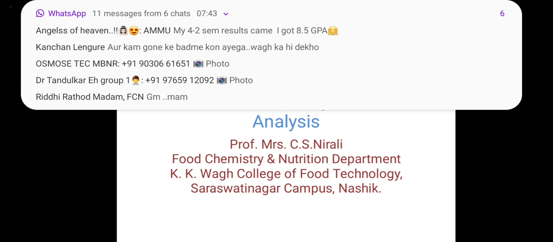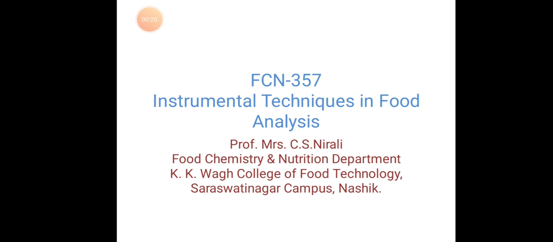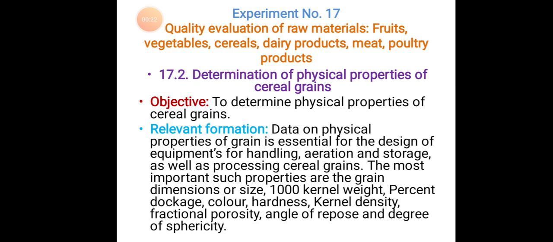Today we will see experiment number 17, quality evaluation of raw materials: fruits, vegetables, cereals, dairy products, meat, poultry products. Under that, 17.2, determination of physical properties of cereal grains. Coming to objectives: to determine physical properties of cereal grains.